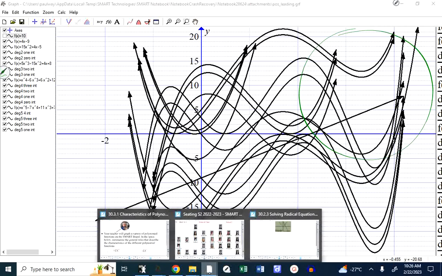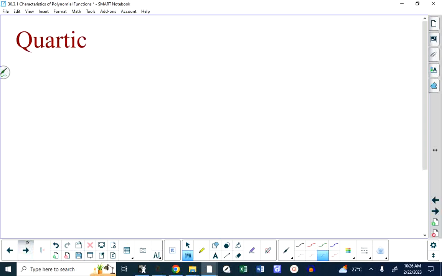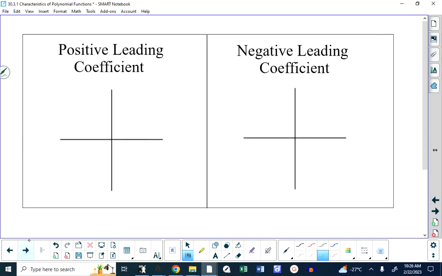And that's another thing that you need to know: a positive leading coefficient will have a right arm that goes up, and a negative leading coefficient will have a right arm that goes down. What then determines the direction of the left arm, whether it's odd or even? If the leading coefficient is positive and it's an even polynomial function, then both arms are in the same direction, which means the left arm would be this way.